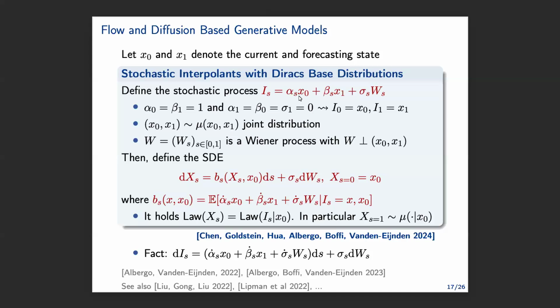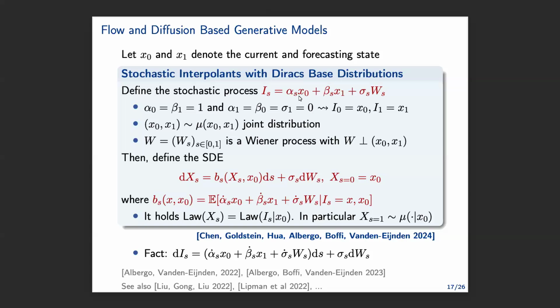And the methodology goes as follows. We define our stochastic process I_s, where I means interpolant. I_s equals a linear combination of x0 and x1, with coefficients alpha_s and beta_s, and we add some diffusion to make this more regular. Alpha_0 will be 1 and alpha_1 will be 0. Beta_1 will be 1 and beta_0 will be 0. So that eventually I_0 will be your current state, and I_1 will be the forecast state. It's just like you connect them by a line, but with some diffusion to tweak the dynamics.